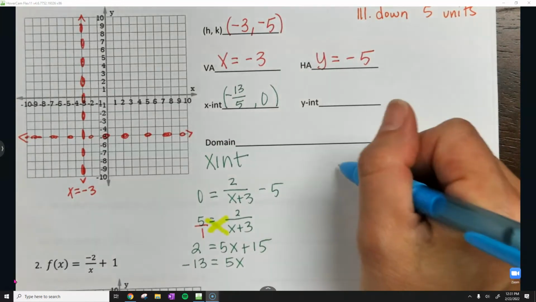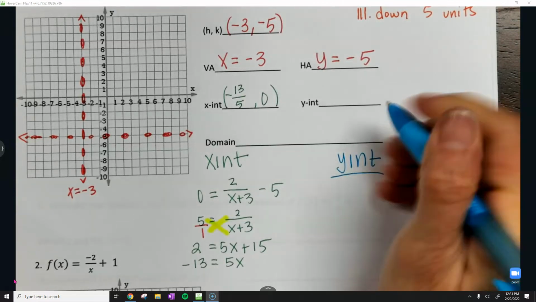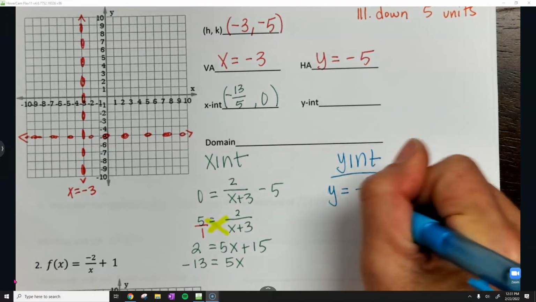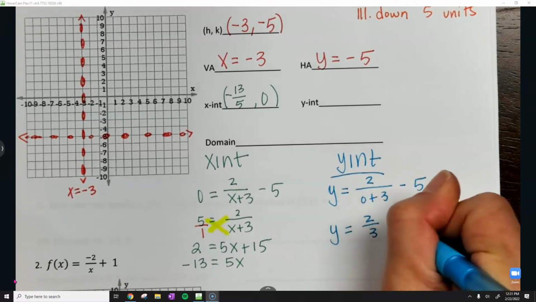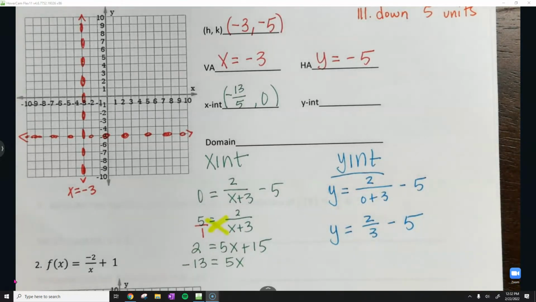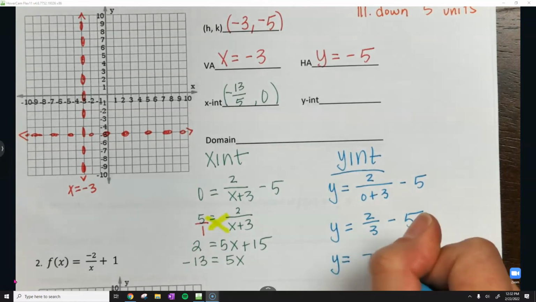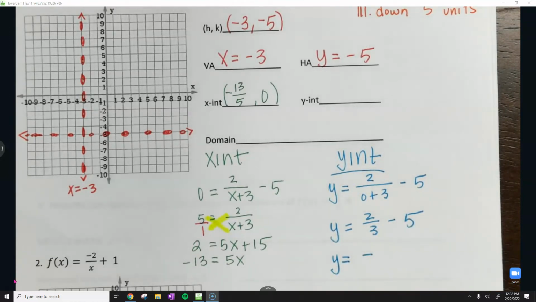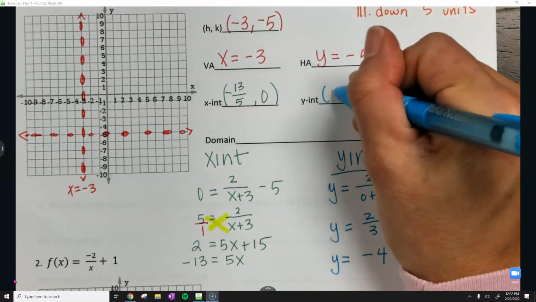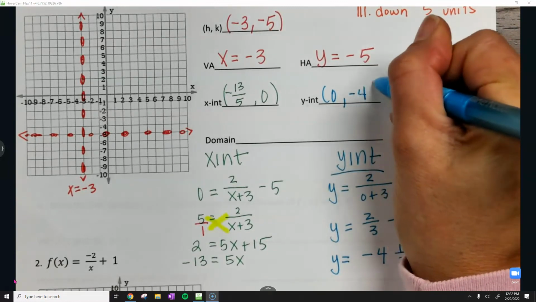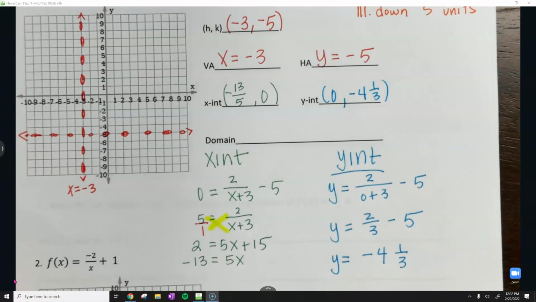And then the y-intercept, y is going to equal 2 over 0 plus 3 minus 5. That's just going to be 2/3 minus 5. You guys should be able to do that. You can leave it as a mixed number. What's 2/3 minus 5? Remember, you're taking 2/3 away from 5. Very good. -4 1/3. All right, guys, let's go ahead and graph those.